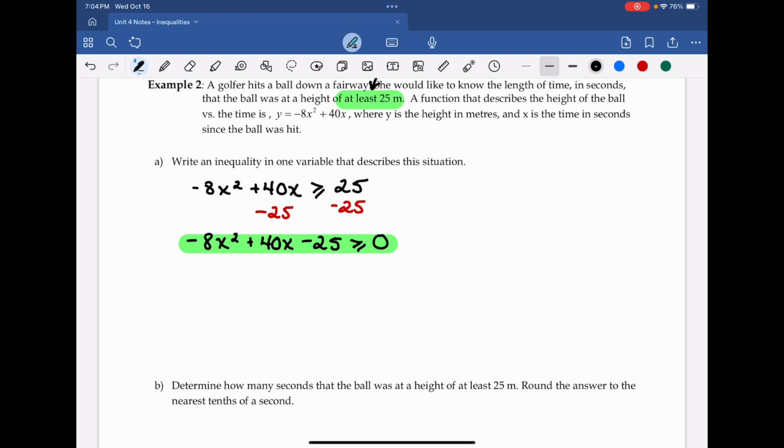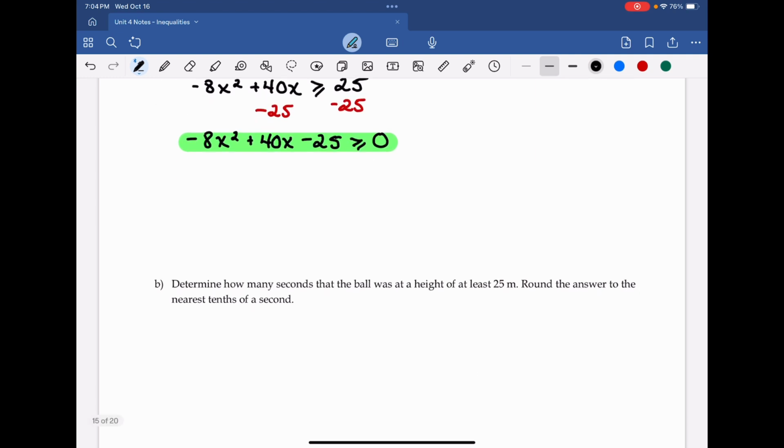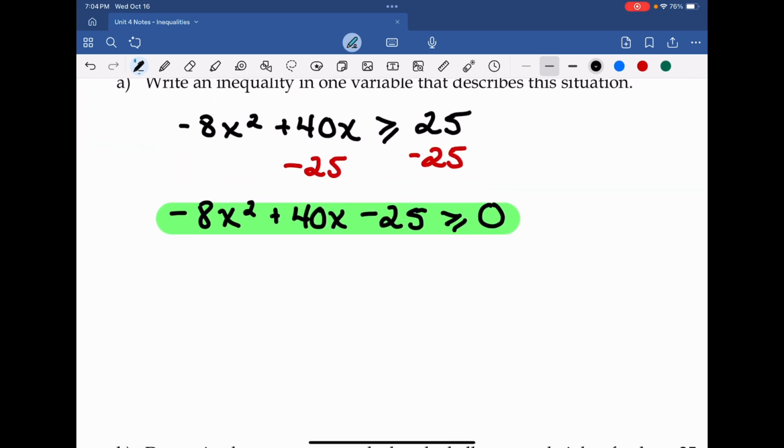Determine how many seconds the ball was at a height of at least 25 meters. To do this, I'm going to recommend that in these sorts of application problems, normally we would want to factor this, right? That's our whole goal. We see a trinomial, whether it be chapter 0 or 1 or 2, we wanted to factor these things. But in order to factor this, we have to say, I don't know if we can factor this using nice numbers. What multiplies to make negative 8 times negative 25 and adds to make 40? I don't know about you, but I would be lost right away with this.